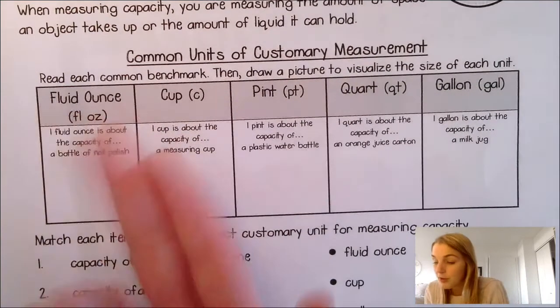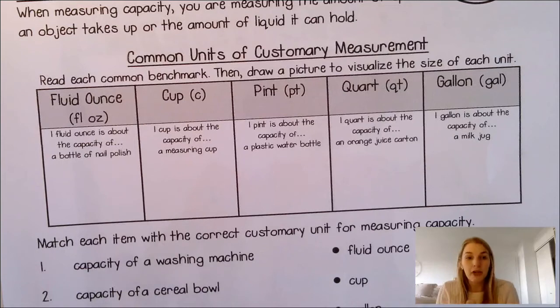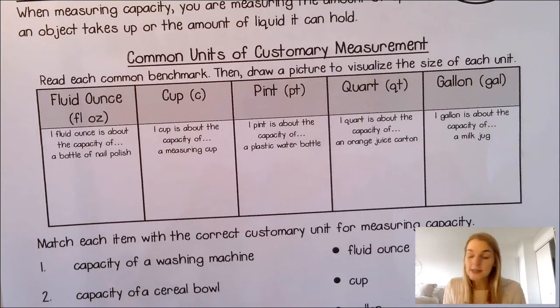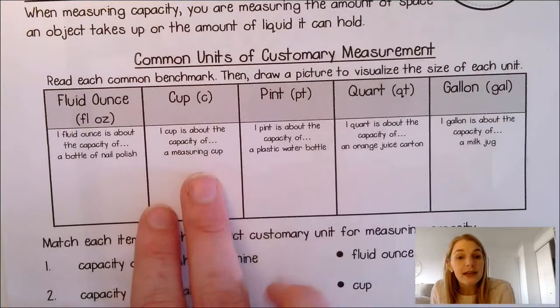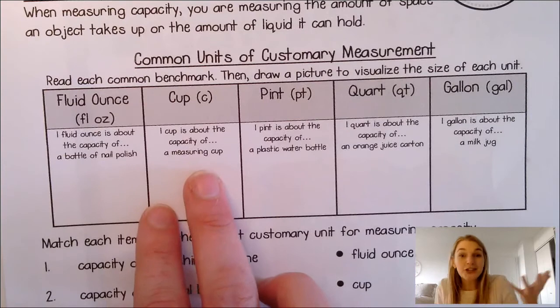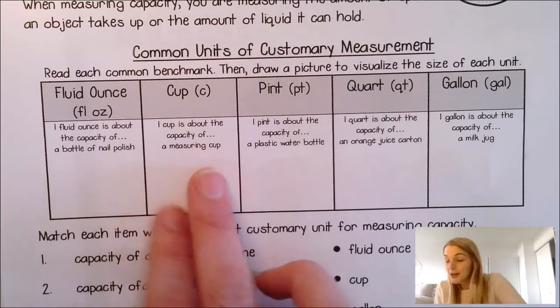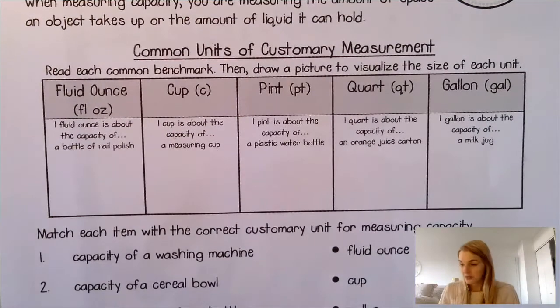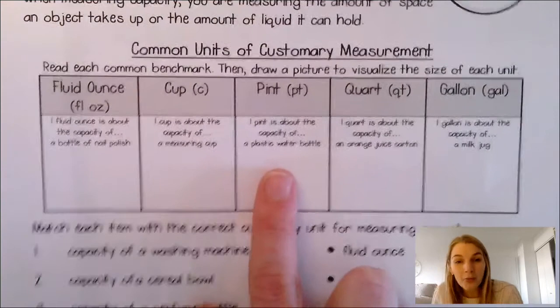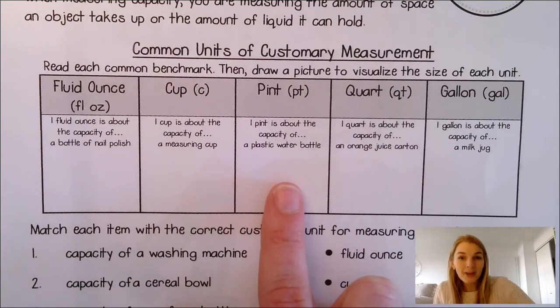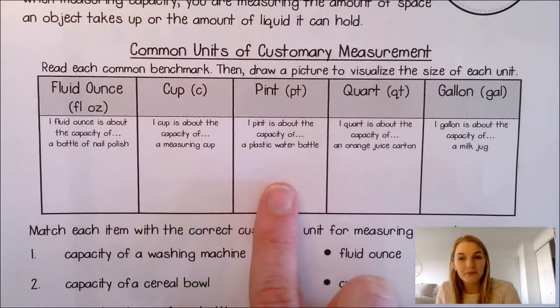So, for example, a fluid ounce is about a bottle of nail polish. So I want you to think about a bottle of nail polish. It's very, very small. How much capacity, how much liquid volume is in there? For cups, it's about a measuring cup. It is exactly a measuring cup, because a cup measurer is exactly a cup. A pint is about the size of a plastic water bottle. So think about how much water is in a plastic water bottle, and that's what a pint is equal to.